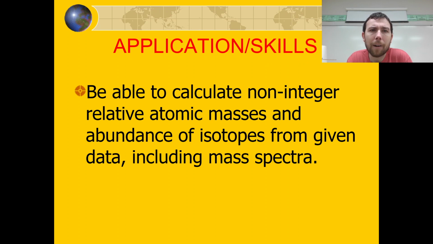Right? Now, looking at mass spectrometry, what you should be able to do is to be able to calculate a non-integer relative atomic mass and abundance of isotopes when you've been given data, including mass spec data. Okay, and so let's take a look at some examples of what that would look like.